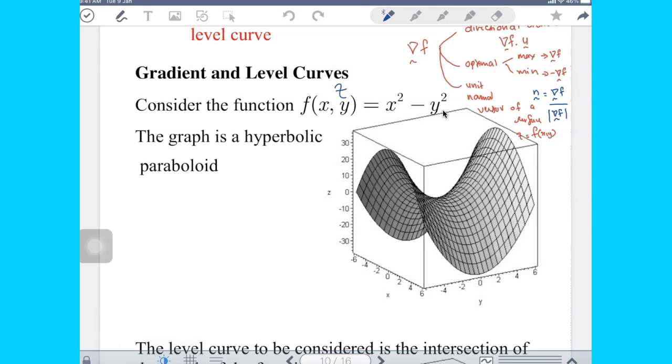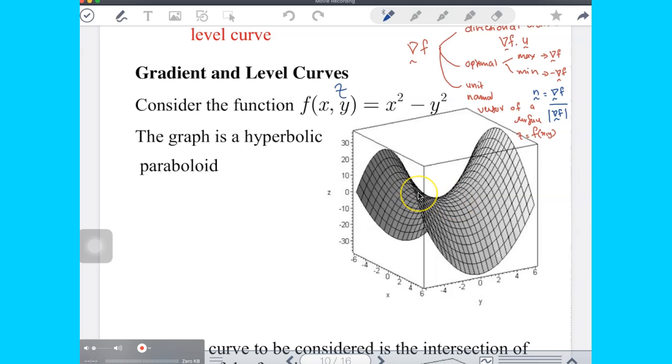This surface is quite complicated to sketch by hand, I understand that, but we can still use any software or online plotter to obtain the surface. When you put this into GeoGebra, for example, you can obtain the surface. It looks like this. This is called a hyperbolic paraboloid.